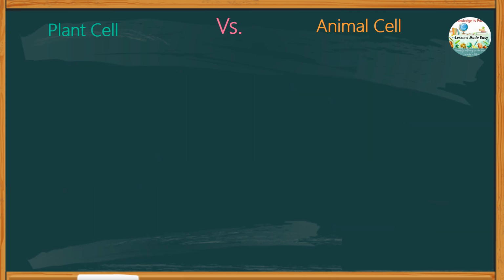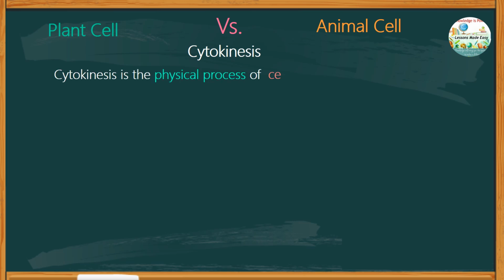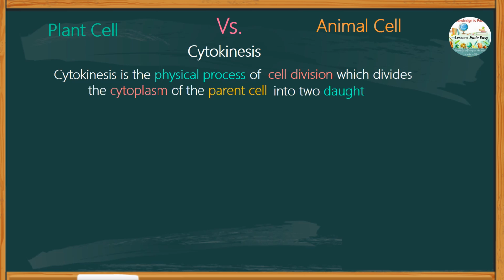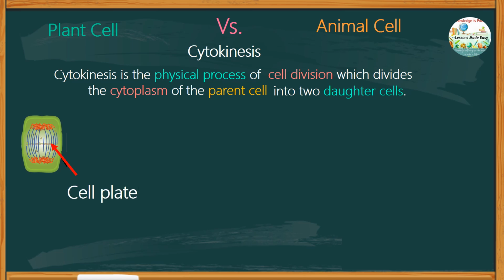Have you ever heard of cytokinesis? Cytokinesis is the physical process of cell division, which divides the cytoplasm of the parent cell into two daughter cells. Cytokinesis in plant cells is different from animal cells due to a rigid cell wall. Plant cells form a structure known as a cell plate.